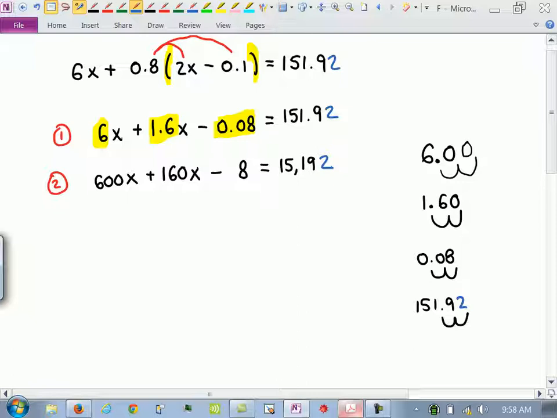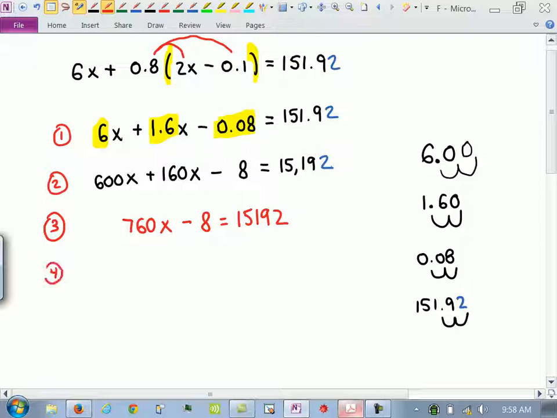All right. So now we have cleared the fractions. Actually, we didn't have fractions. Cleared the decimals, and we don't have grouping symbols. So we go on to step 3, which is to collect like terms. Any questions? Good? All right, so we have 760x, because I put 600 x's together with 160, minus 8 equals 15,192. I've just collected like terms, left side.